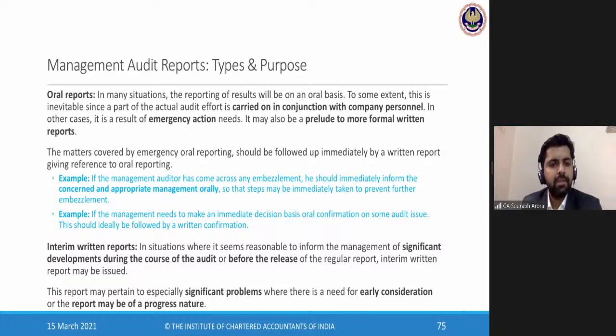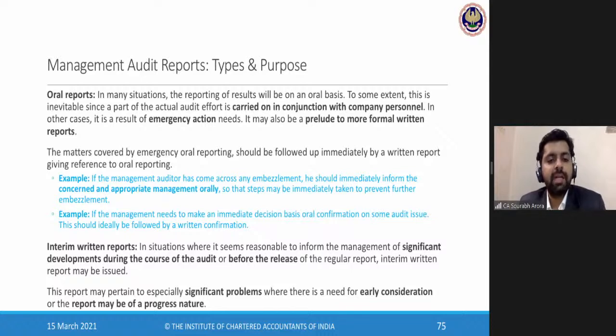So, for example, if the management auditor has come across any fraud, it could be embezzlement or any other type of fraud conducted by employees or vendors or any of the parties, he should immediately inform the concerned and appropriate management, because of the emergency nature of the observation. Do not wait until the preparation of the final audit report, so that a stop loss can be put in place and steps may be immediately taken to prevent further fraud from happening.